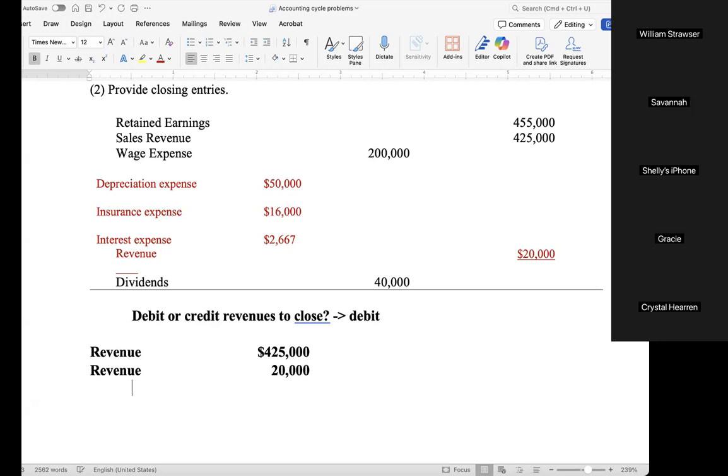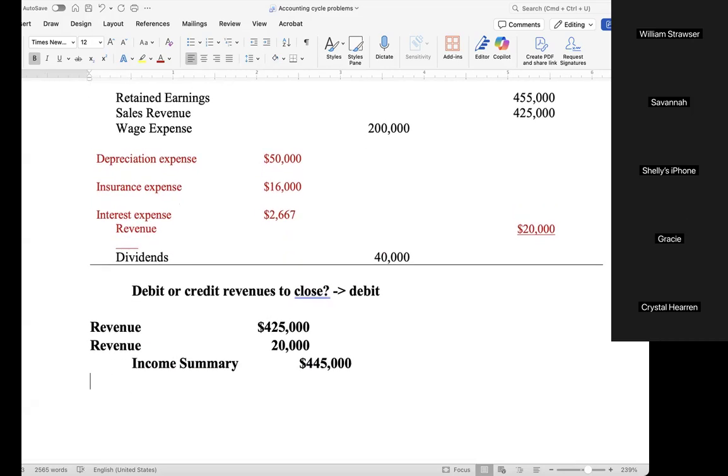And what am I going to credit when I debit those revenue accounts? The income summary. Yeah, I'm not too picky with the name, but that is the correct one.